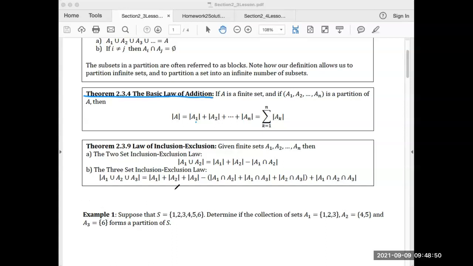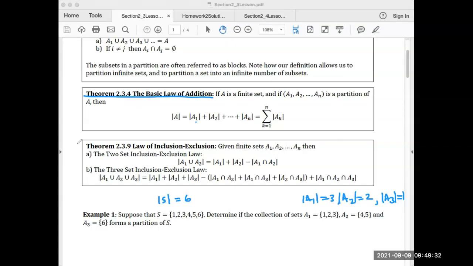So in this example, the magnitude, or the cardinality, of S is 6, because it has 6 elements. The cardinality of A1 is 3, the cardinality of A2 is 2, and the cardinality of A3 equals 1. Then these have to add up to this. So 3 elements, 2 elements, 1 element makes 6 elements. If it's a partition, so you account for all the elements and there are no overlaps, then they have to add up to how many elements are in the original set. Does that make sense? Okay, cool.